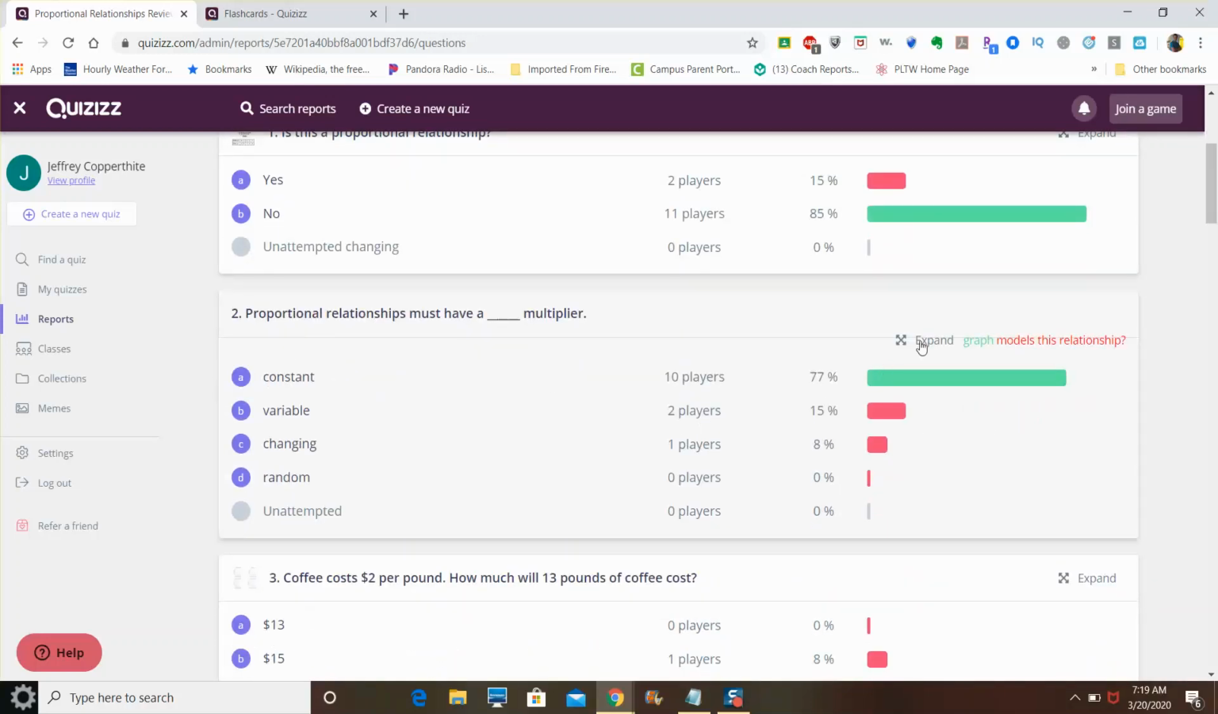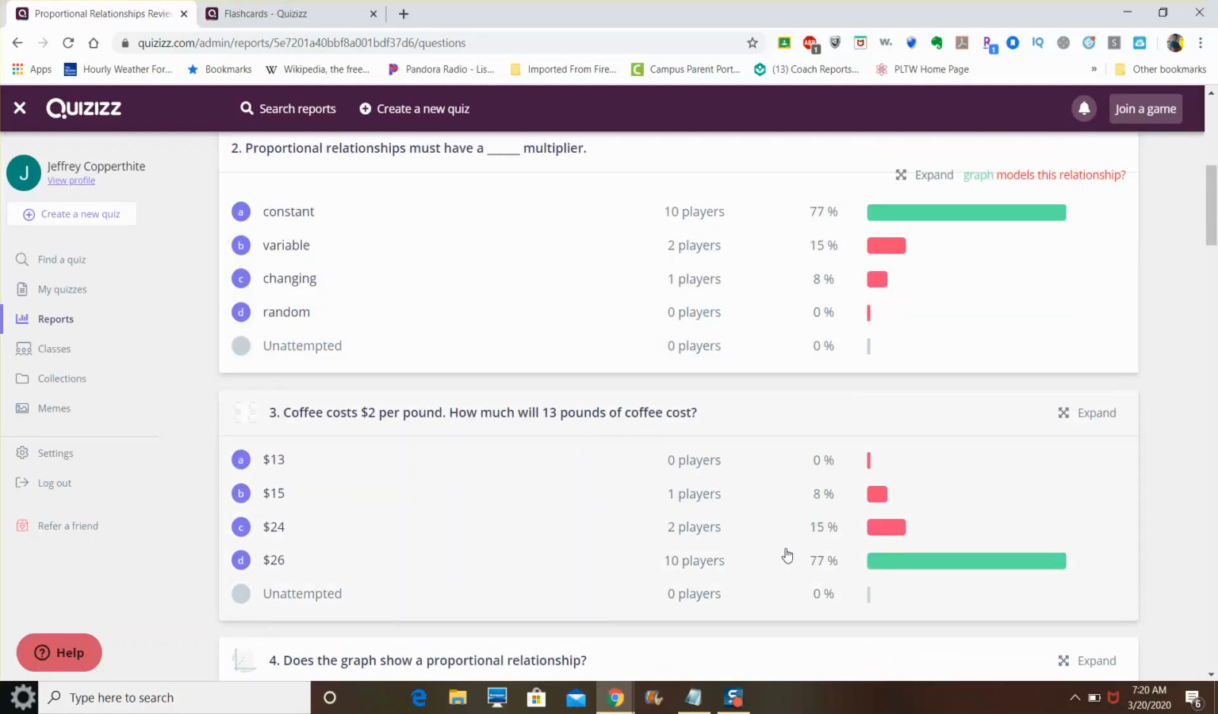Proportional relationships have a constant multiplier. Constant is the correct answer. Someone said variable and changing. They have to have the same multiplier. What changes is the y value based on the x value. So just remember that's your answer choice there.